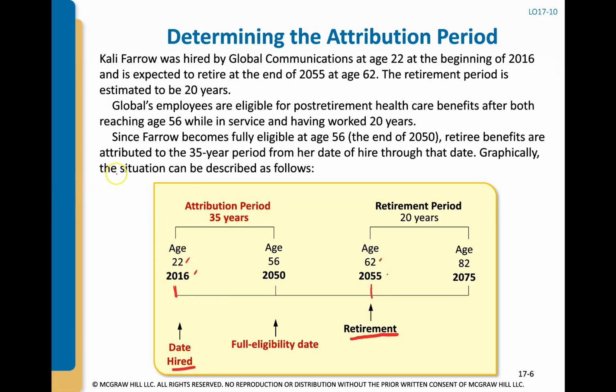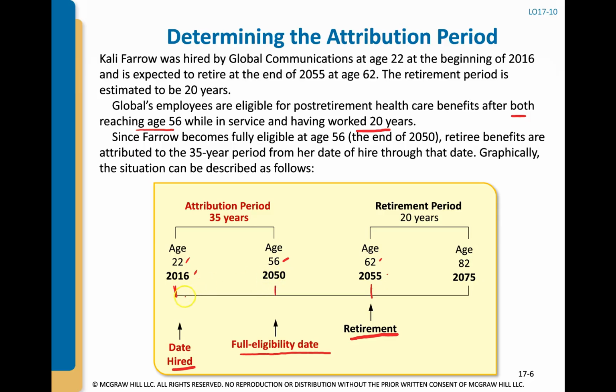Global employees are eligible for post-retirement healthcare benefits after both reaching age 56 while in service and having worked 20 years. So this company says, in order to be eligible, you have to do two things. You have to be working at the company at the age of 56, and you have to have worked for 20 years. She got hired at 22, so age 56 is her eligibility date, which ends up being 2050.